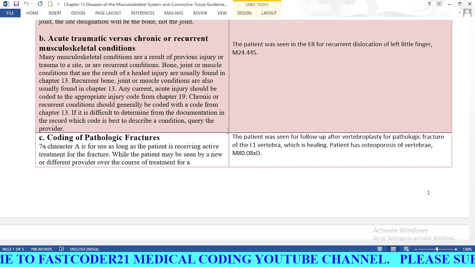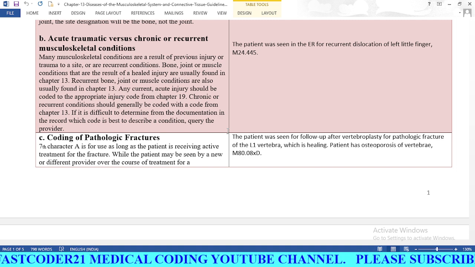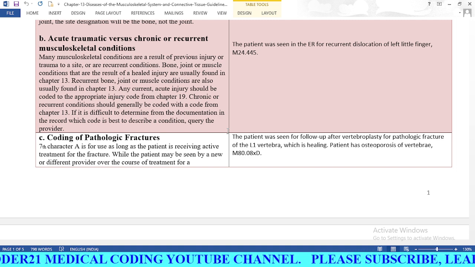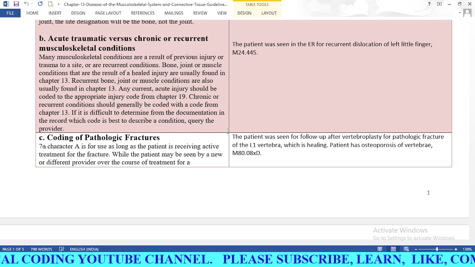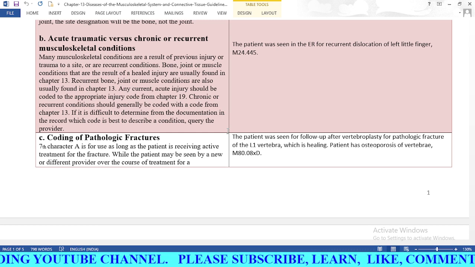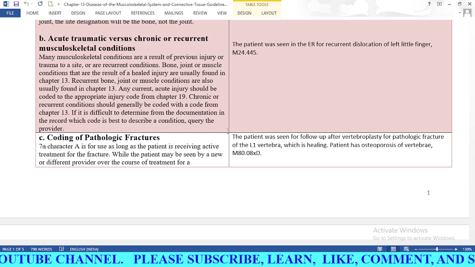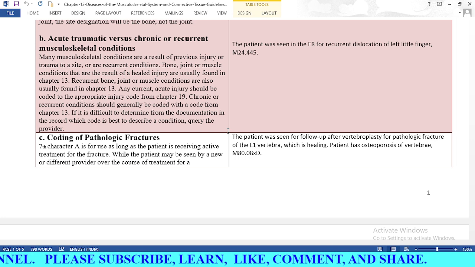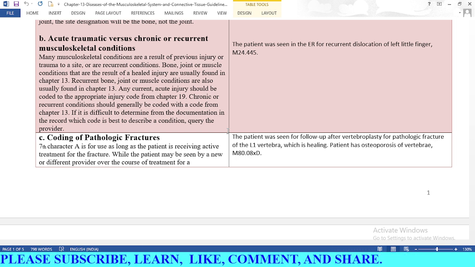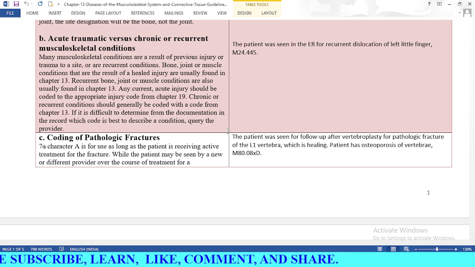If it is difficult to determine from the documentation in the record which code is best to describe a condition, query the provider. Whenever there is a conflict in the documentation, we need to query the provider regarding the specificity or the site. So basically, the motto of this paragraph is: for chronic or recurrent conditions, we need to code from Chapter 13. If we have a current injury or acute injury, we need to code from Chapter 19.